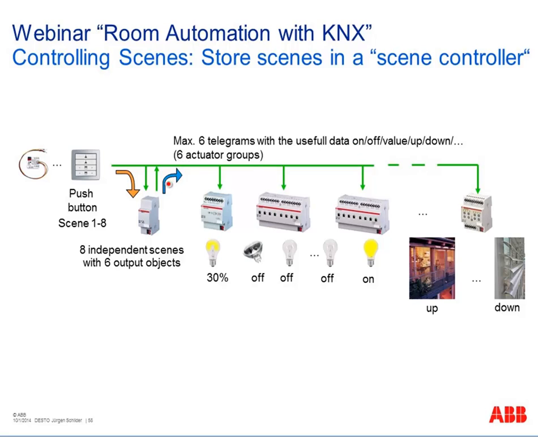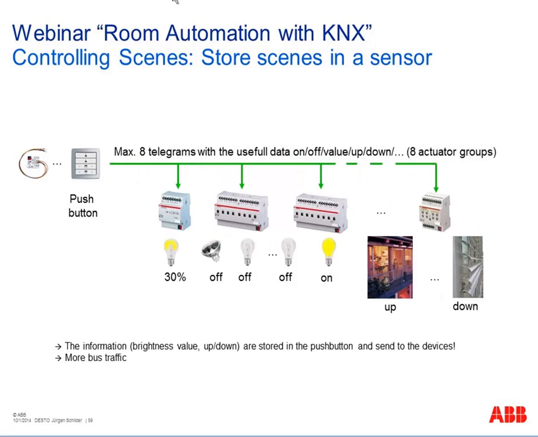But the disadvantage of the system is we have one telegram, and then it sends multiple telegrams, so we have high bus traffic. But this was the principle at the beginning of the KNX system, to use another piece of hardware.